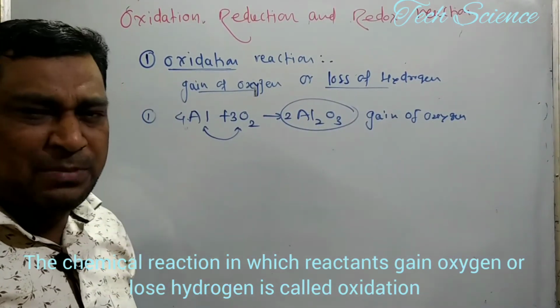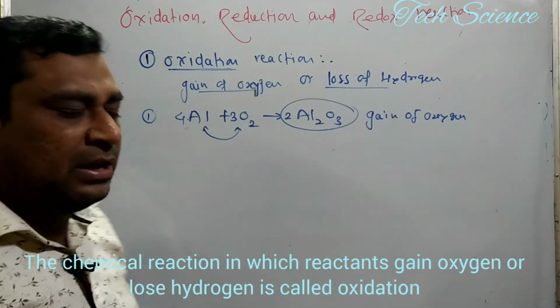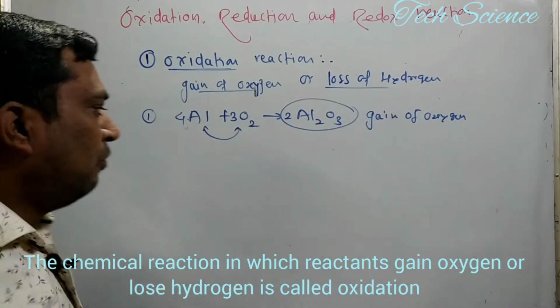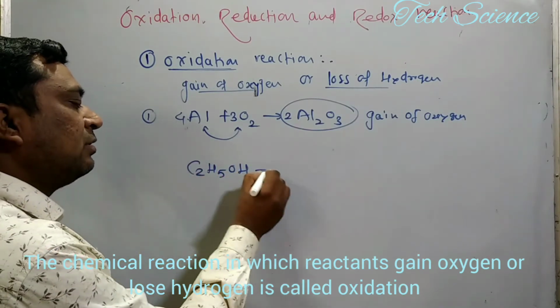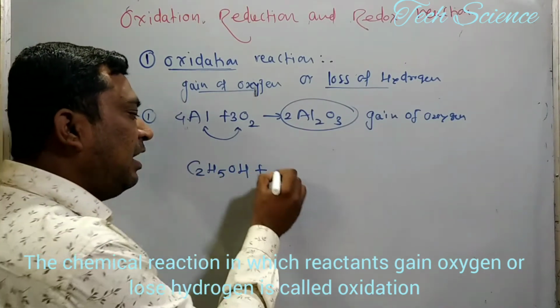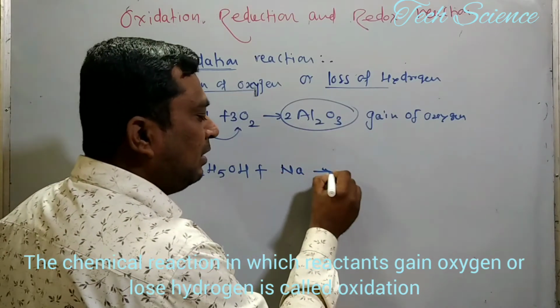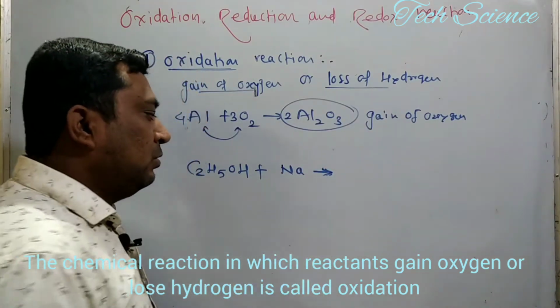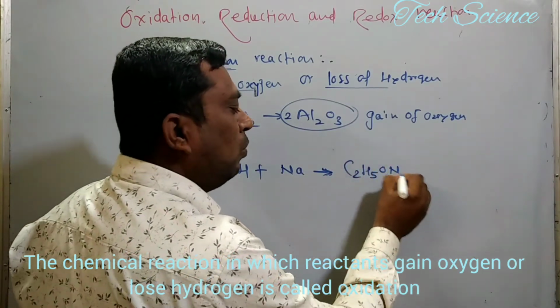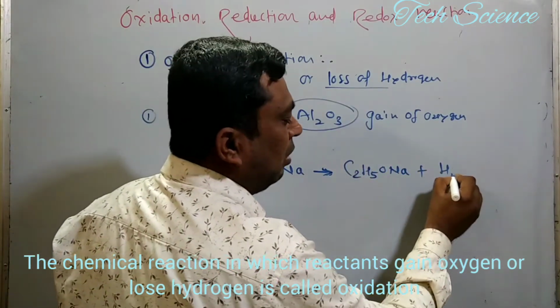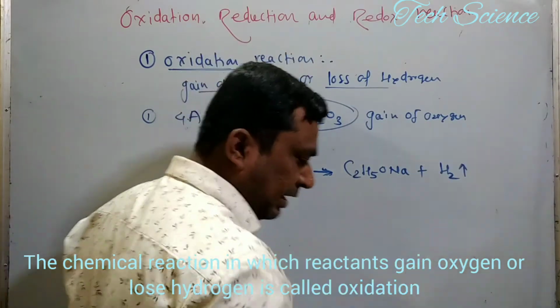We have one more example. A number of chemical reactions are there, and you can infer what kind of reaction it may be. For example, you have ethyl alcohol, C2H5OH. When it is treated with sodium, what happened here? What is the end product? C2H5ONa has been formed along with the liberation of hydrogen gas.